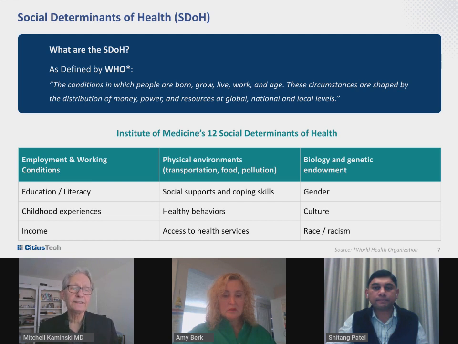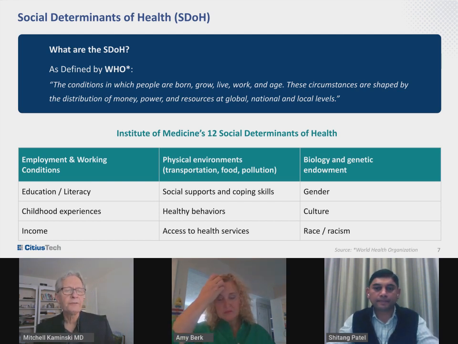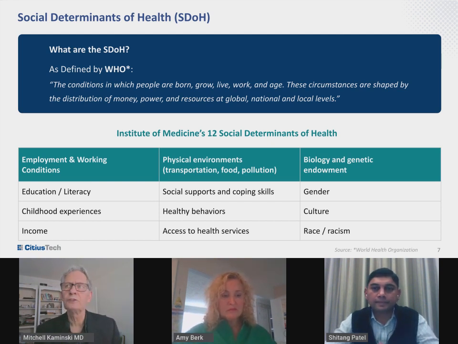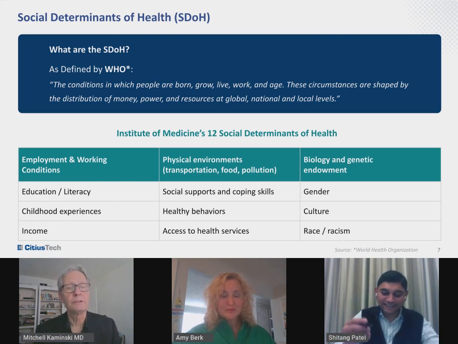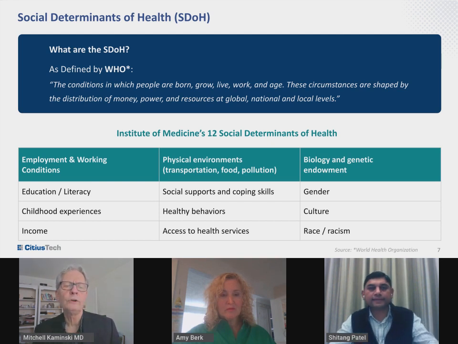Sure, Shatang. So this slide summarizes a lot, the definition of social determinants of health. And I advocate for calling it social drivers of health as well. Determinants suggests that it's not changeable. Drivers, I think we can change. The World Health Organization defines social determinants of health as the conditions in which people are born, grow, live, work, and age. These circumstances are shaped by the distribution of money, power, and resources at global, national, and local levels.